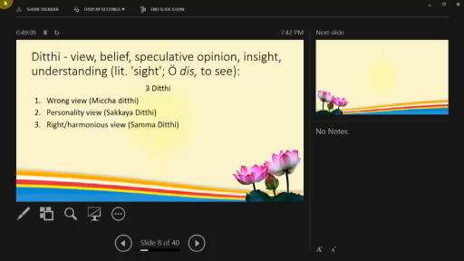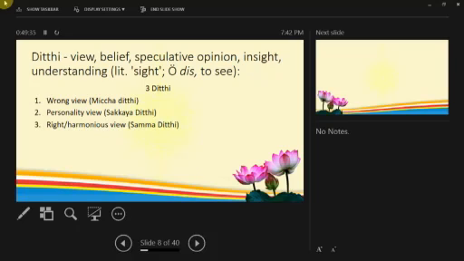So Ditthi, of course, is neutral. It's a kind of basic thing. By putting one of these in front, we make something meaningful. Miccha Ditthi, Sakkaya Ditthi, and Samma Ditthi. What do you think? Which Ditthi should we go with? The last one, Samma Ditthi.